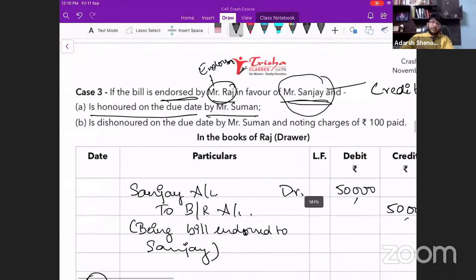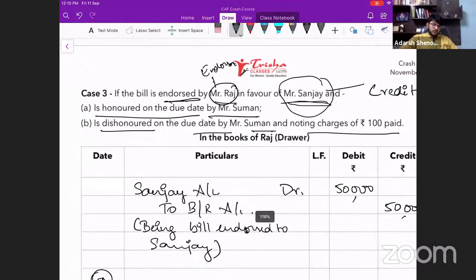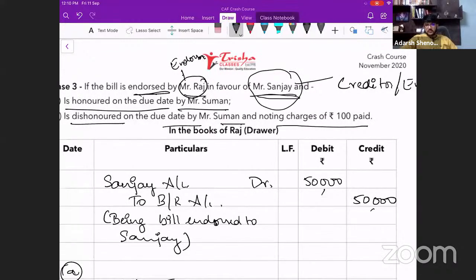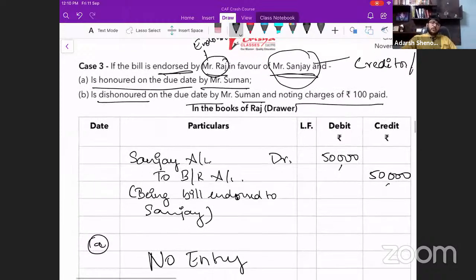What is happening in case B? If the bill is dishonored on the due date by Mr. Suman and a noting charge of ₹100 is paid. Sanjay was a creditor. Let's talk about Sanjay first. You gave him an asset. You said, this bill receivable is your asset. I'm transferring a right to receive the money. Sanjay also accepted the bill. Now on the due date, Suman is not paying Sanjay. What is Sanjay going to do?